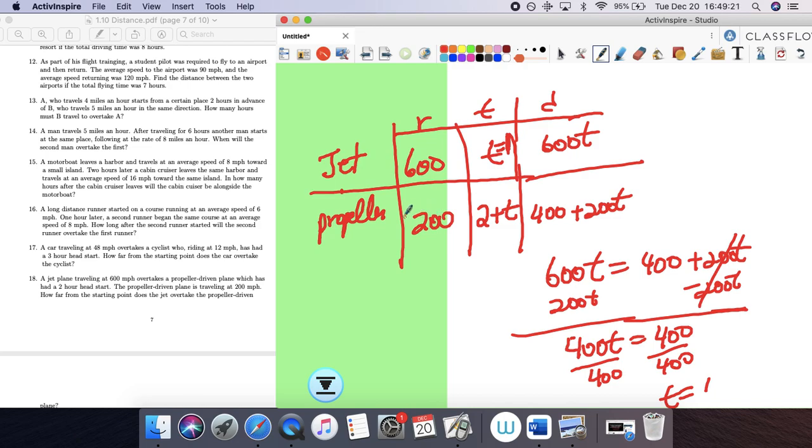So in 1 hour, the jet plane catches up to the propeller plane. If the speed of the jet is 600 miles an hour, and you multiply that by 1 hour, because that's how long it was flying, that's 600 miles. So how far from the starting point? Again, the distance from the starting point would be 600 miles. Okay, all right. Hopefully I didn't make it too complicated.